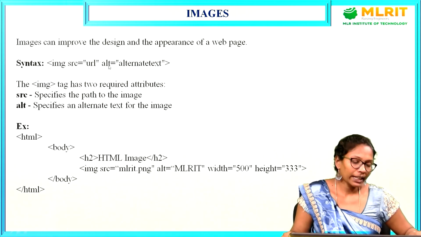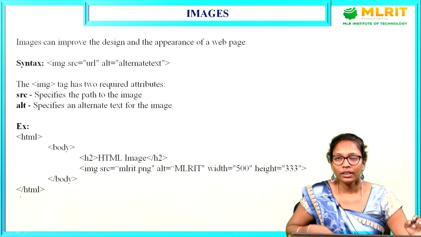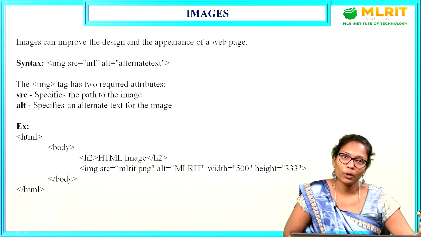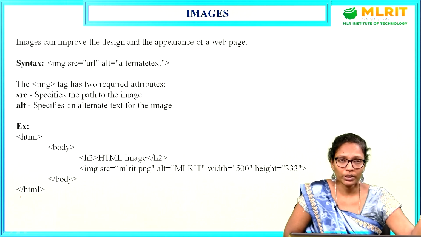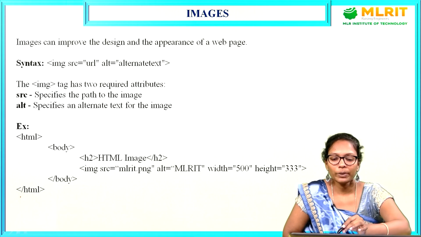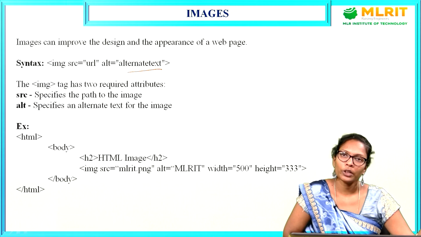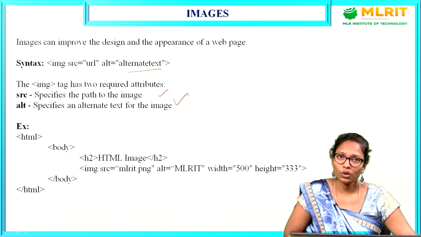And ALT stands for alternative. If the image is not available, I don't want to disappoint the user. I just want to give some alternative information about the image, what it actually is. For example, if I'm displaying the MLRIT logo as my output, and the logo is not available in your system, then instead you'll display this alternative text. I'm giving MLRIT. So I don't get the image there, I simply get the MLRIT text. These are the two main attributes of the image tag.